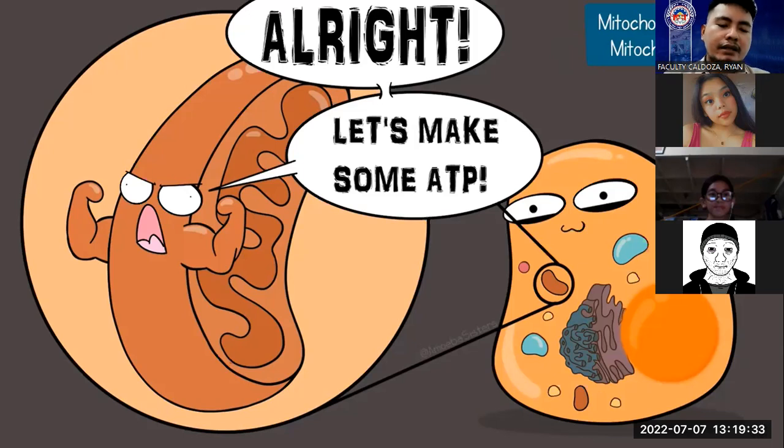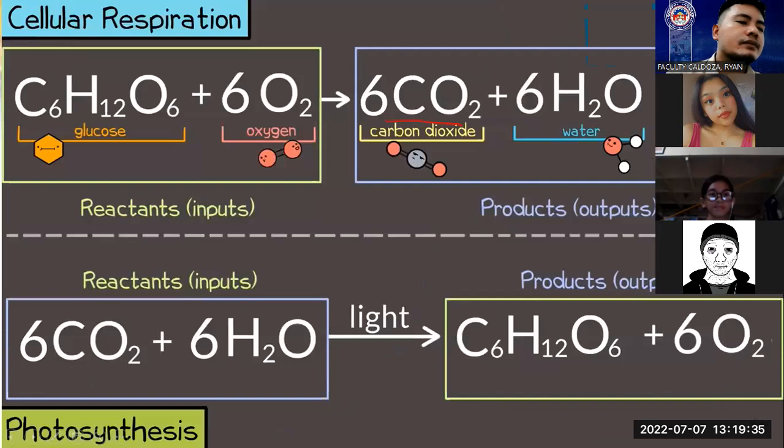Now, apart from that, sabi natin dito, ano? So this is, class, what we call the compound formula for cellular respiration and photosynthesis. As you can observe, class, in cellular respiration, the reactants are glucose and oxygen, and the products, or the outputs, are carbon dioxide, water, and ATP.